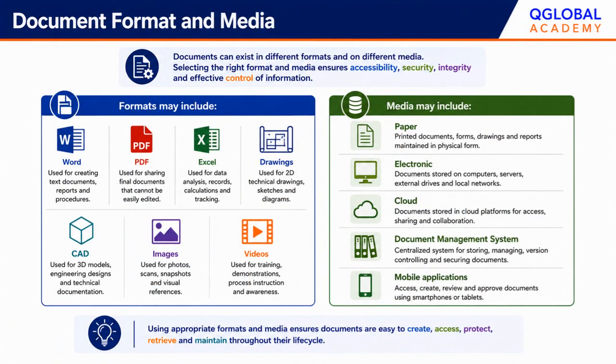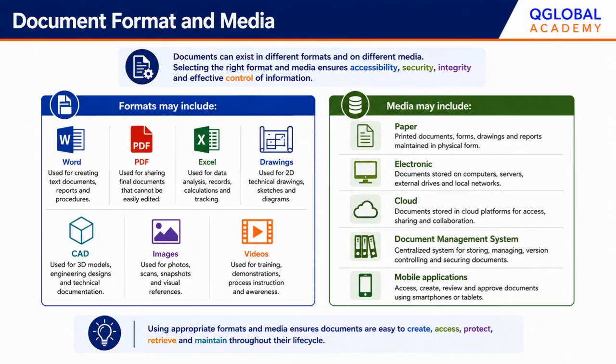Documents can be created in different formats depending on the type of information being communicated. Common formats include Word documents, PDF files, and Excel spreadsheets. Organizations also use engineering drawings, CAD files, images, and videos to communicate technical information or work instructions. These documents may be stored using different types of media.